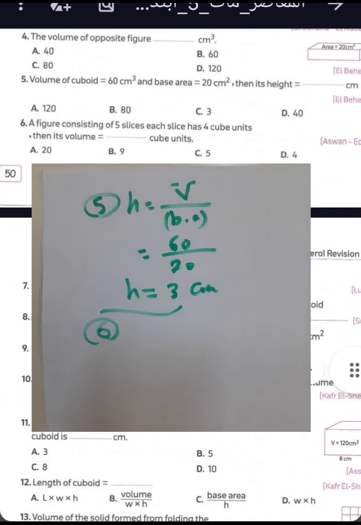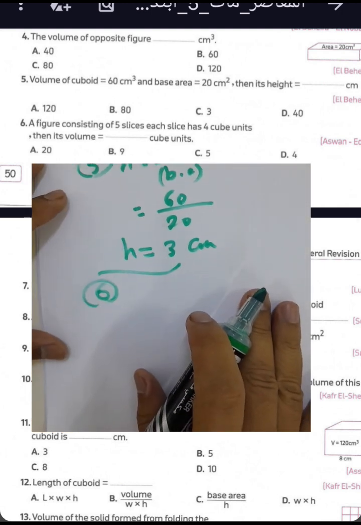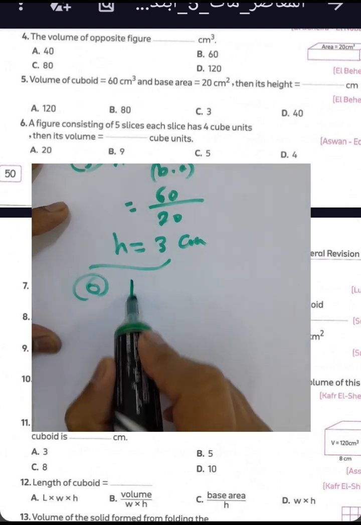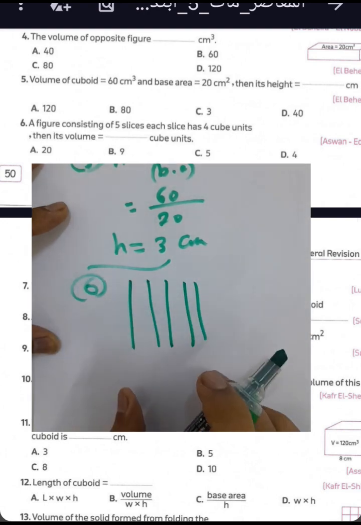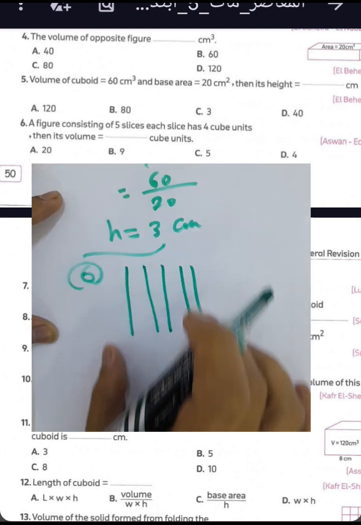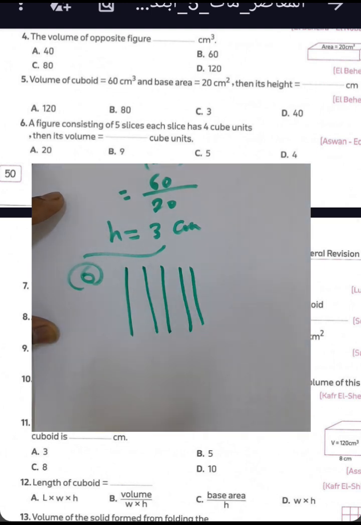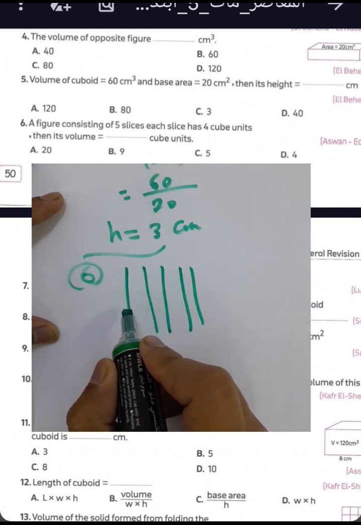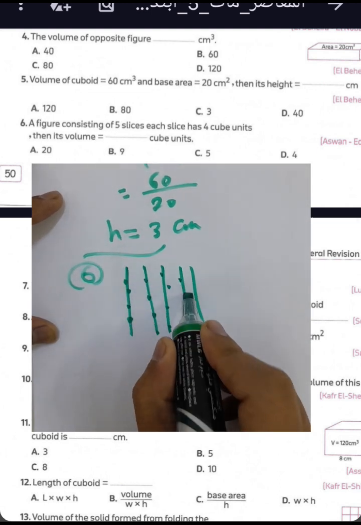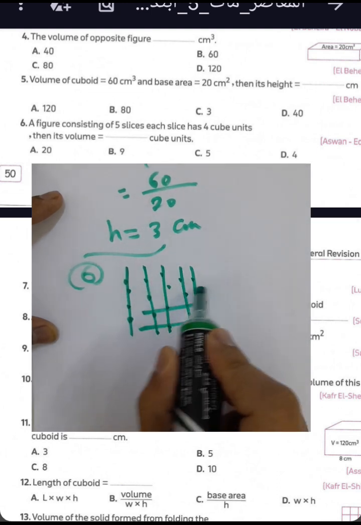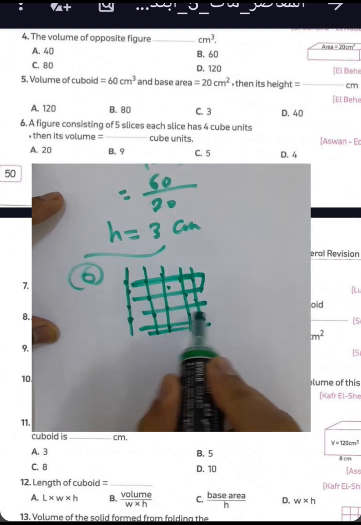Question number 6. A figure consisting of 5 slices. Each slice has 4 cube units. Then the volume equals what? In this example, we have slices 1, 2, 3, 4, 5. 5 slices means horizontal layers. We have 5 slices and each one contains 4 cubes: 1, 2, 3, 4 in each slice.